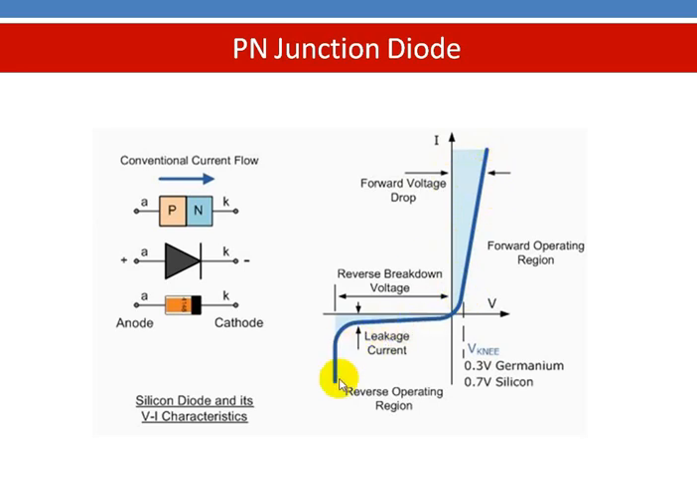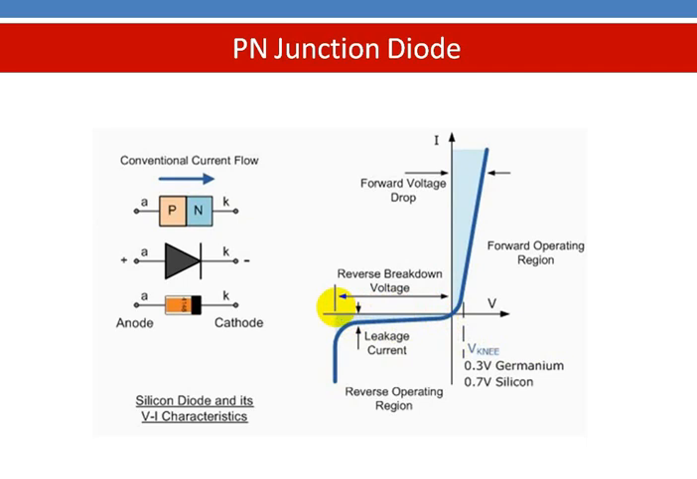Coming to the reverse breakdown region. In the reverse breakdown region, the cathode is made positive with respect to the anode. Therefore, reverse voltage is supplied. The diode will not conduct. Only a very small leakage current will be flowing, and its magnitude will be very, very less. As you increase the voltage, the leakage current also slightly increases.